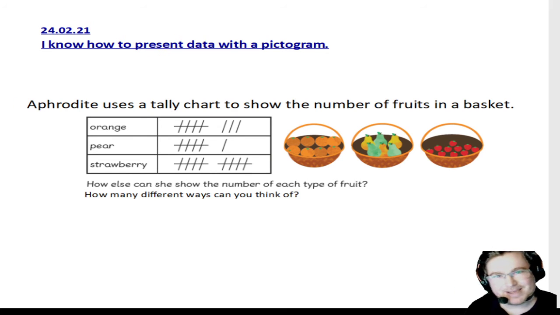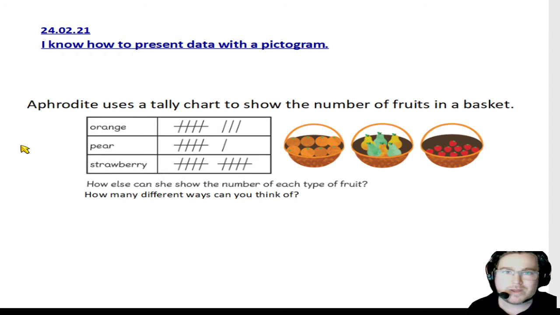Hello, Year 3, Mr. Bayford here for Wednesday's maths lesson, and we're going to be starting something new today. The learning intention is I know how to present data with a pictogram. I believe you should have looked at pictograms in Year 2. If not, we will have a little recap in just a moment.